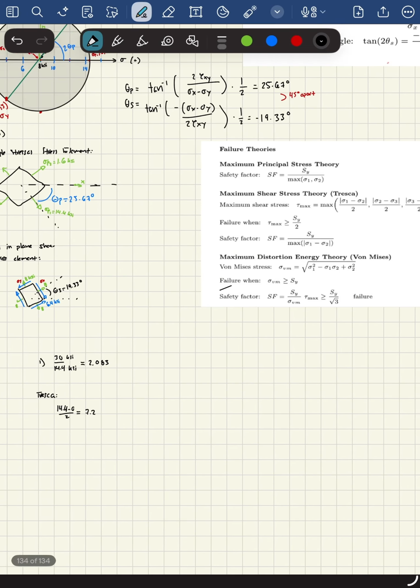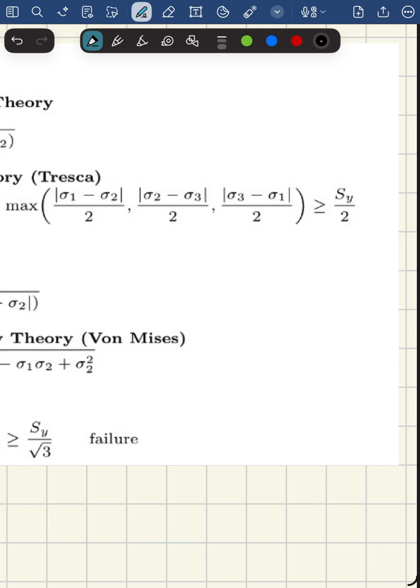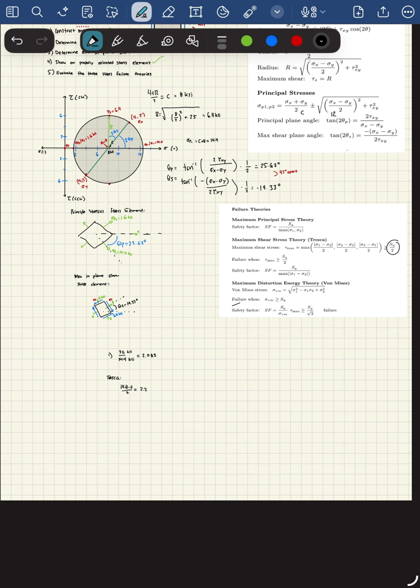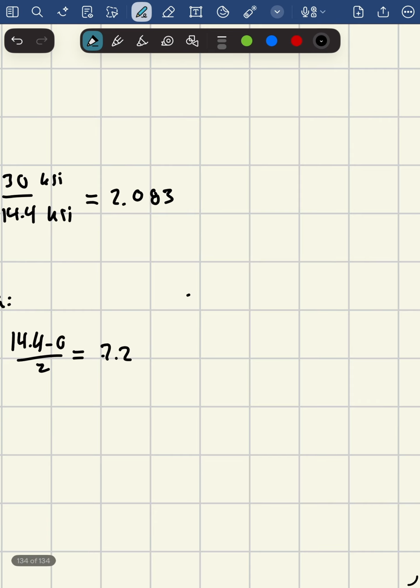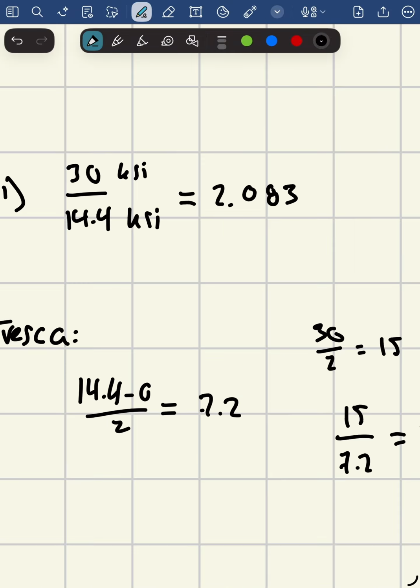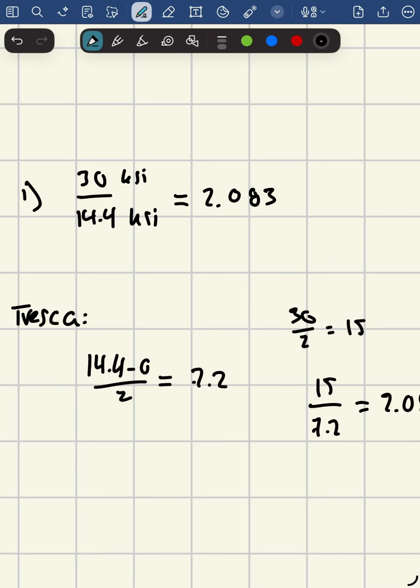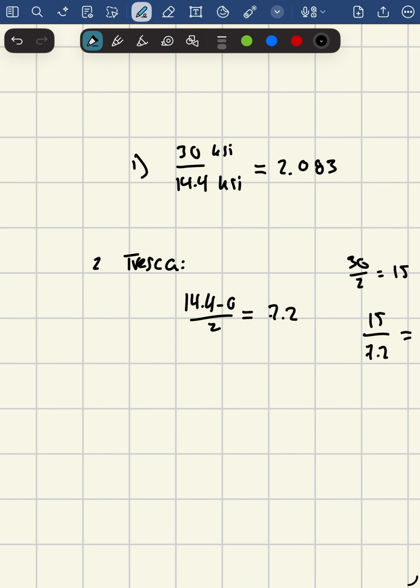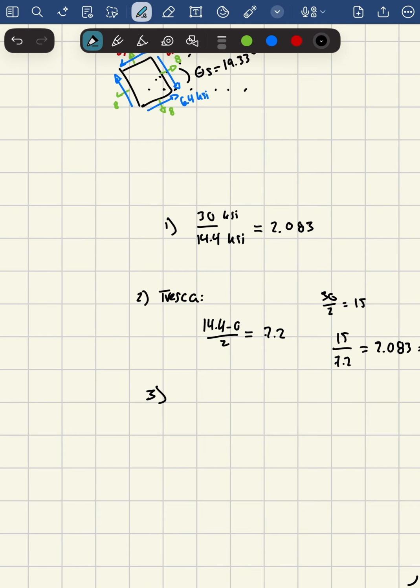And then you're going to evaluate this value compared to SY divided by 2. And you're going to realize here pretty quickly, that's just going to be 30 over 2, which equals 15. So 15 over 7.2, you guessed it, equals 2.083. No units, no KSI, it's the safety factor for Tresca. And that just makes sense because it's the same ratio. So that's number 2. And then finally, the third one, it's going to be the von Mises.